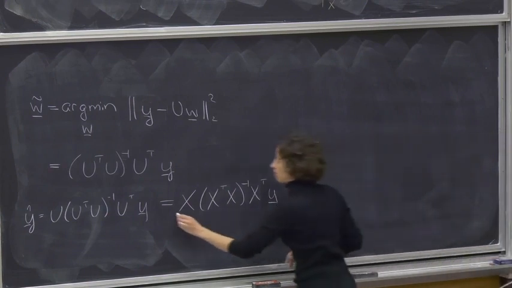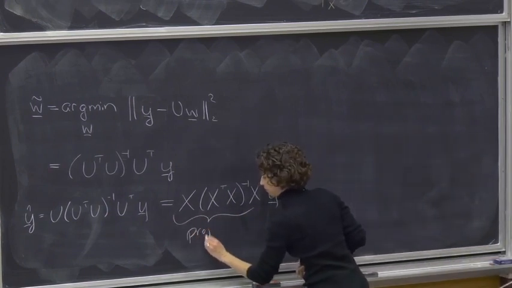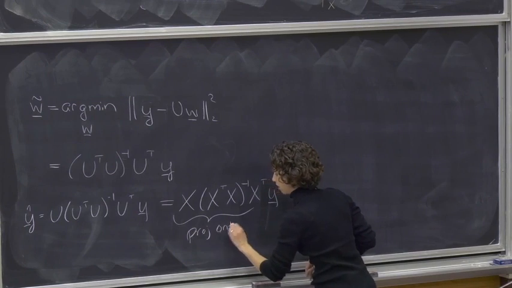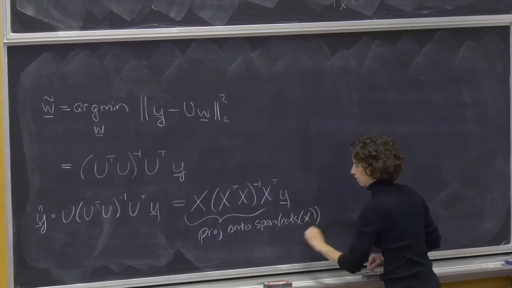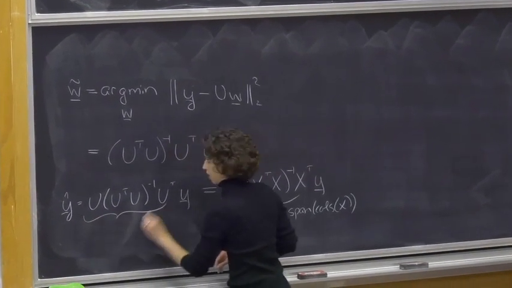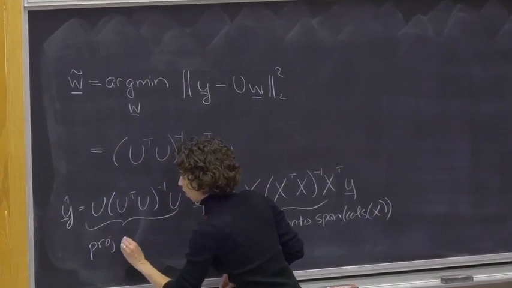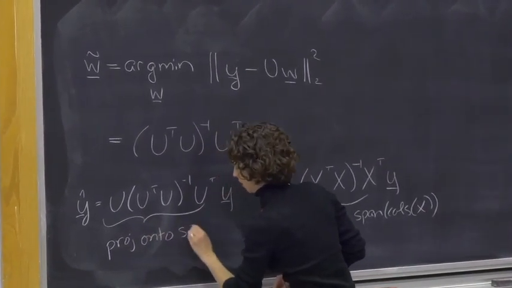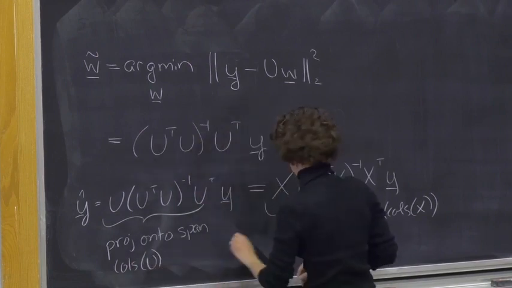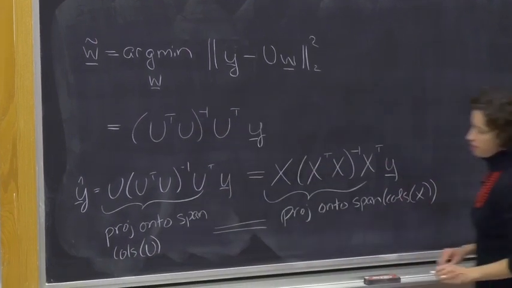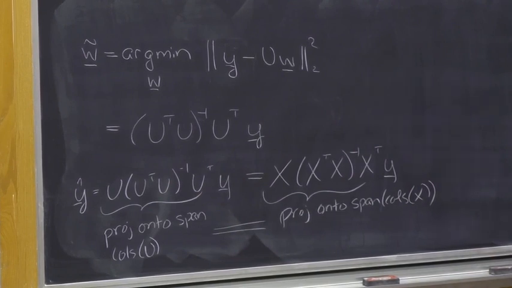And this is exactly the same, with no difference whatsoever, as x times x transpose x inverse x transpose times y. So this is the projection onto the span of the columns of x, and this is the projection onto the span of the columns of u, but these two things are exactly equal to one another. So if they're exactly equal, why did I do all this work? That's what you were thinking, right?